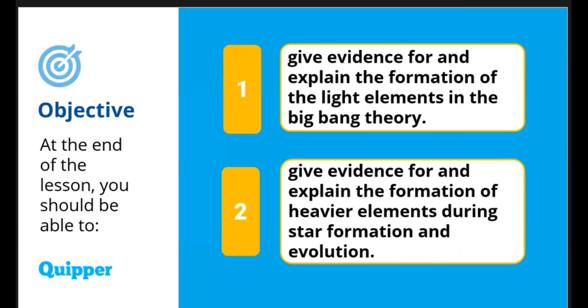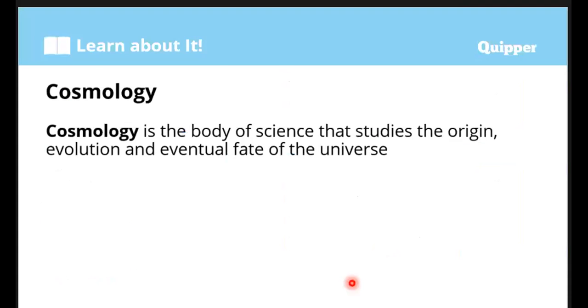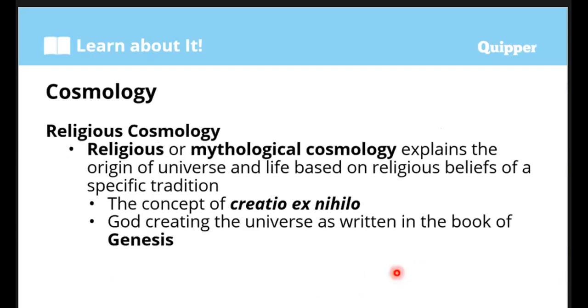So let me begin the discussion by defining what is cosmology. Cosmology is the body of science that studies the origin, the evolution, and eventual fate of the universe. It is a science that deals with the study of the universe, particularly its origin and its evolution. There are two types of cosmology, such as the religious cosmology and the physical cosmology.